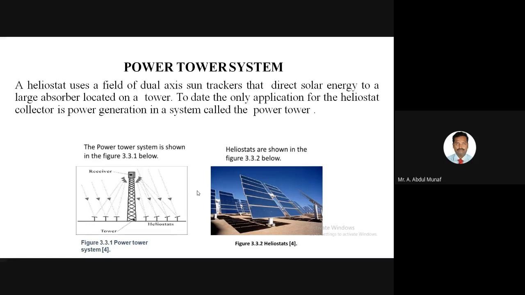Okay, then after the turbine rotates, the remaining steam is collected and condensed in the condenser. That steam will be converted into cold water. Again, that cold water is going into the receiver. That cycle is repeating. That is a feedback cycle. Okay, this is the main working principle of the power tower system. I'm having one video. All of you see that video. You can understand easily.